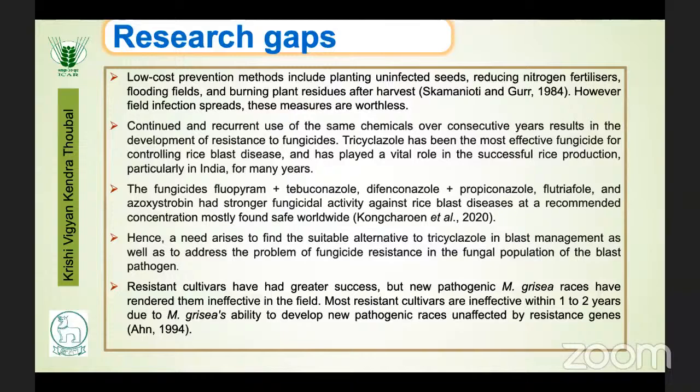And moreover, even after the production of some resistant varieties by ICAR Manipur Center as well as CAU, the emergence of new pathogenic Magnaporthe grisea races has rendered them ineffective in the field. And hence, we need to improvise certain new fungicide combinations in order to control blast disease in our state.